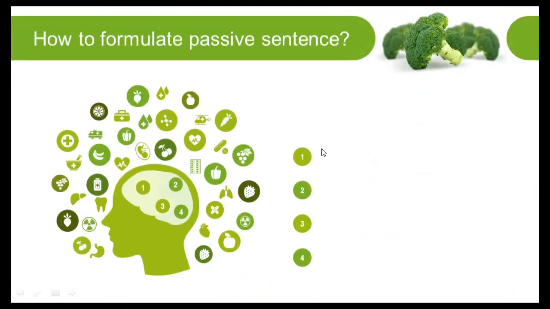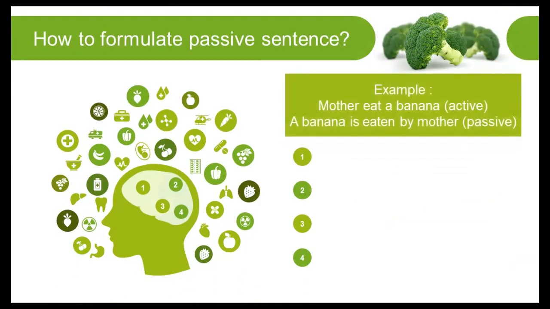How to formulate a passive sentence. If you want to know how to formulate a passive sentence, we look at the example as before. The example for the active sentence: mother eat a banana. And for the passive sentence: a banana is eaten by mother. The first step to formulate a passive sentence is we put the object of the verb at the beginning of your sentence.